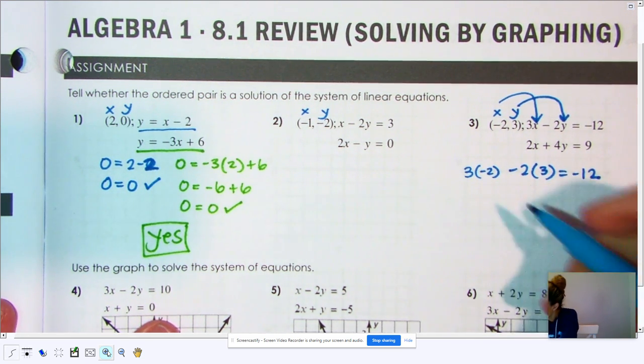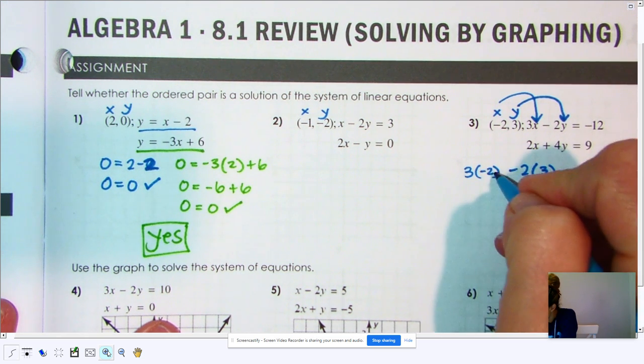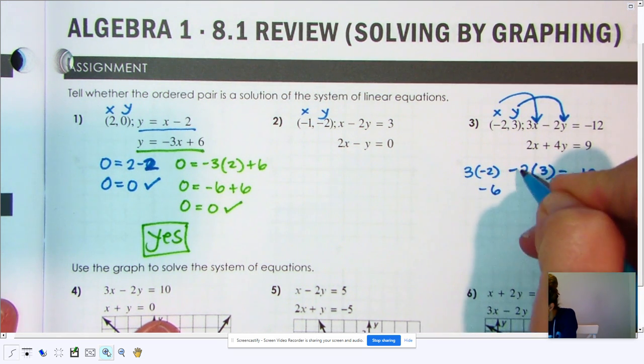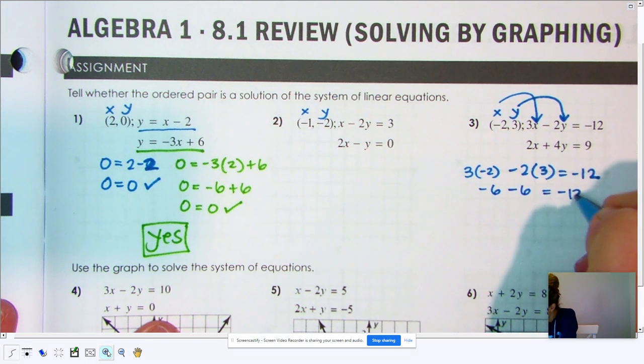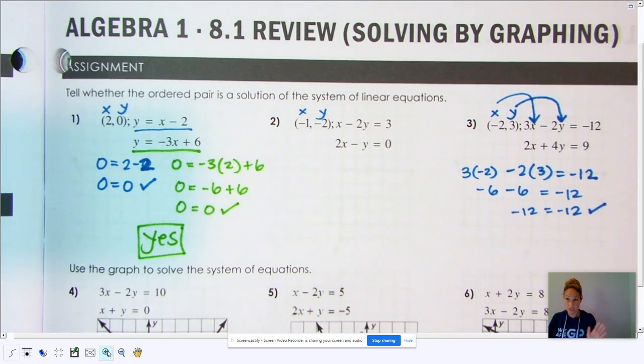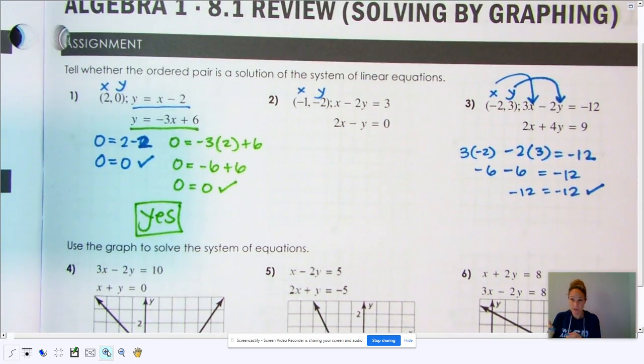Okay, so I'm going to go, well, 3 times negative 2 is negative 6. Negative 2 times 3 is negative 6. Negative 6 and negative 6 make negative 12. And that is indeed equal to negative 12. So I've checked the first one. Now I have to do it for the second one.